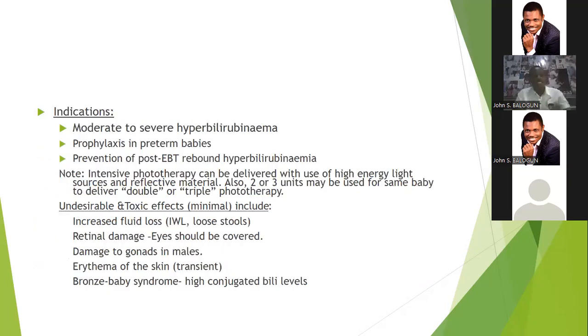So now, what is the indication for phototherapy? When the patient has moderate to severe bilirubin. It's also used as prophylaxis in preterm babies. There's something we call prophylactic phototherapy, especially in preterm babies. When you see a preterm baby and you know that this baby is at risk of having jaundice, you can start phototherapy so that as the jaundice is developing, the phototherapy can take care of it.